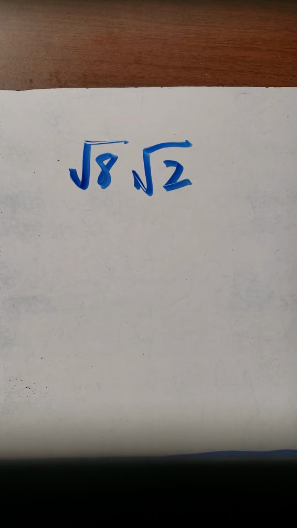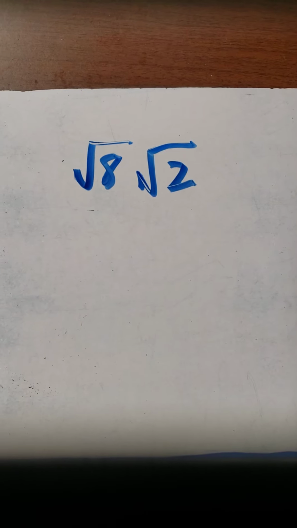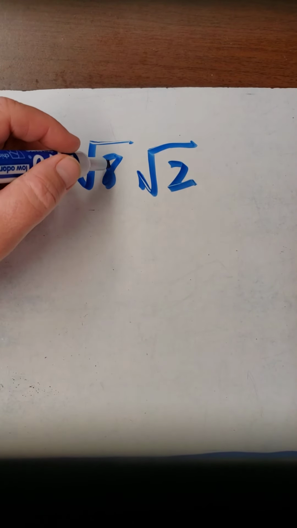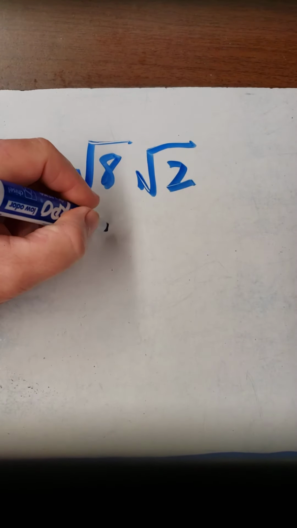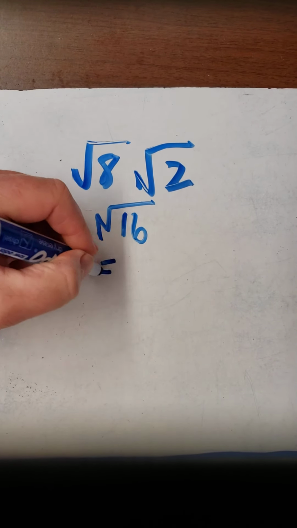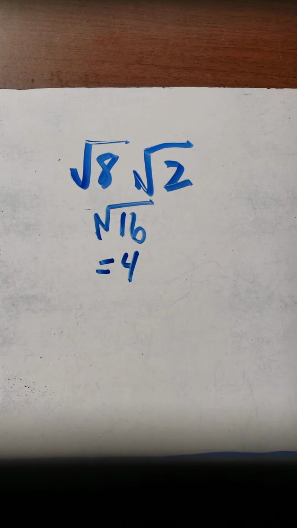Example 1, simplify. All variables represent non-negative real numbers. So we have the square root of 8 times the square root of 2. You just simply go square root of 8 times square root of 2 is the square root of 16. 16 is a perfect square, so your answer is 4.